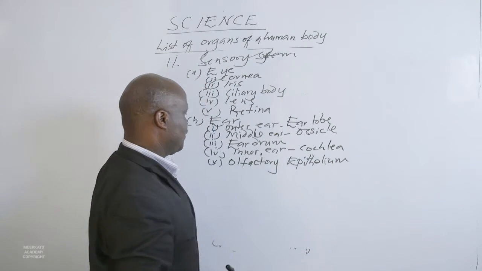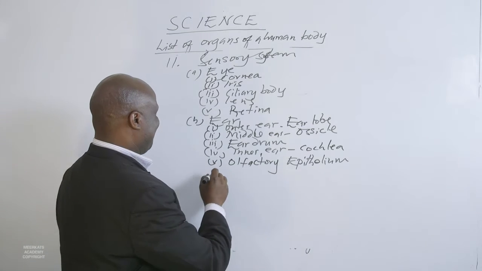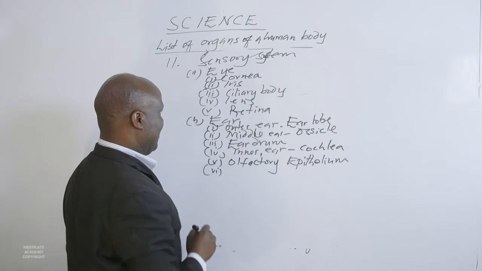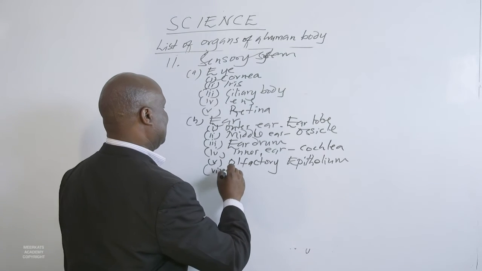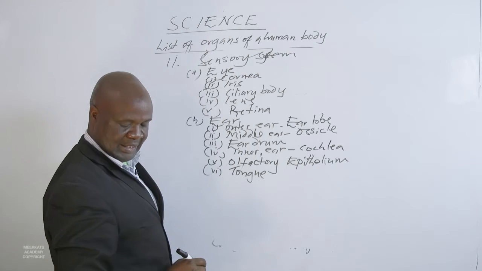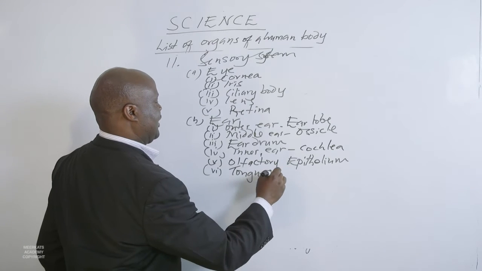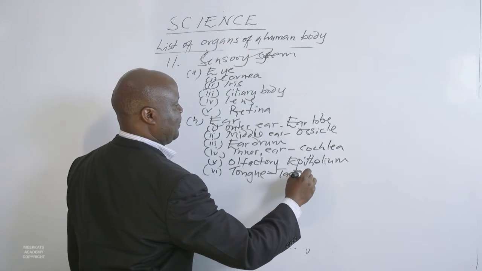We shall see the functions of the olfactory epithelium. Then, apart from the ear, we also have the tongue. The tongue is another organ. We can call that one C, the tongue. And with the tongue, we have the taste buds.